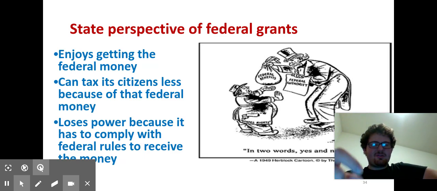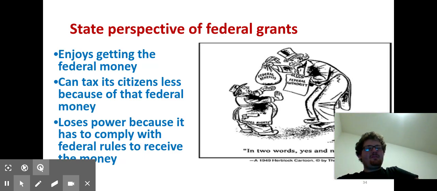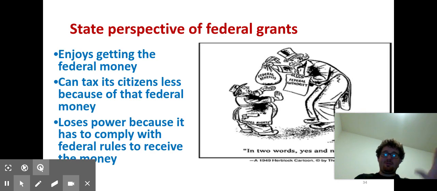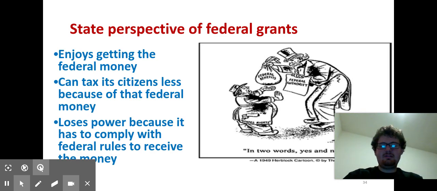So obviously, states hold a different opinion on federal grants than the federal government does. I love this little cartoon. It's got Uncle Sam going federal authority, and the states are like, no, we don't like your authority. But in the other hand, he's coming around with federal benefits, and states are like, yes, we like this. We don't like your authority, but we want your money. Kind of like teenagers with their parents, I guess, sometimes wanting money to go do things.